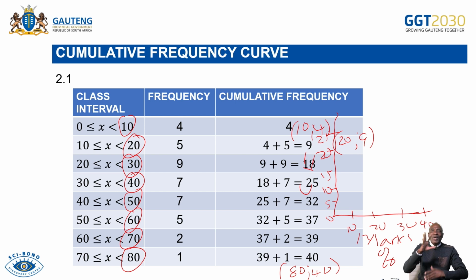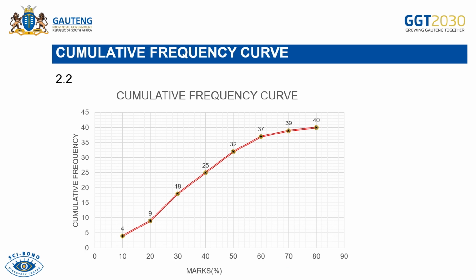Okay, then I want you to quickly plot your points now. 10, 4, 20, 9, 30, 18, until you get to 80, 40. Right, having plotted your points, my first point is 10, 4, next point 20, 9, next point 30 and 18, next point 40 and 25, next point 50 and 32, moving with the upper values. Next one is 60 and 37. Next one is 70 and 39. And final is 80 and 40. Those were the marks versus the cumulative frequency.